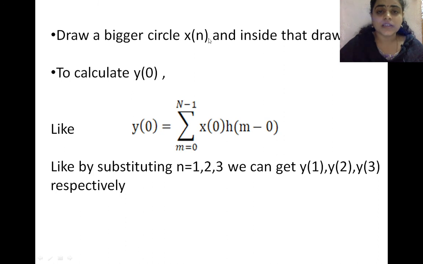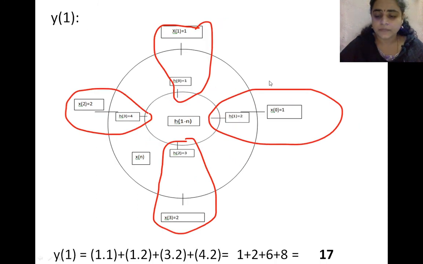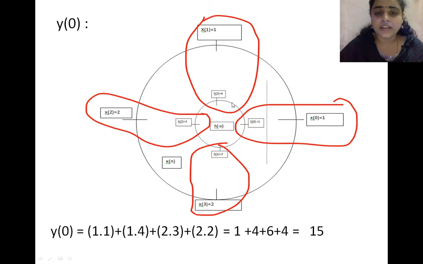See, draw a bigger circle x of n and draw h of minus n. The bigger circle is x of n, and then the lower circle is h of minus n, the shifted one. Then there exists some overlapping of samples. The lengths are equal, so samples occur at the same point. Group those points. These red marks are for grouping those points. So you have to multiply them.